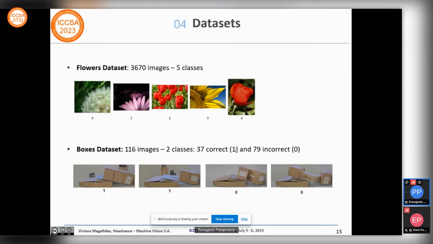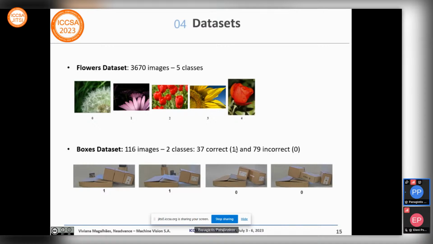We applied SWAV to 3 datasets. The first one is the flowers dataset, which has 3,670 images. This was just for initial training to have a big dataset, because the industrial datasets that we acquired are very small due to the reasons I mentioned earlier. And so this one has 5 classes, and the other one is the boxes dataset. This is one of the industrial datasets that we tried to mimic.